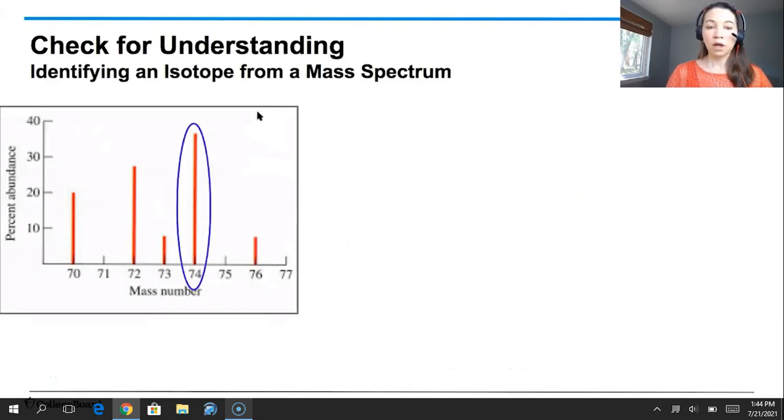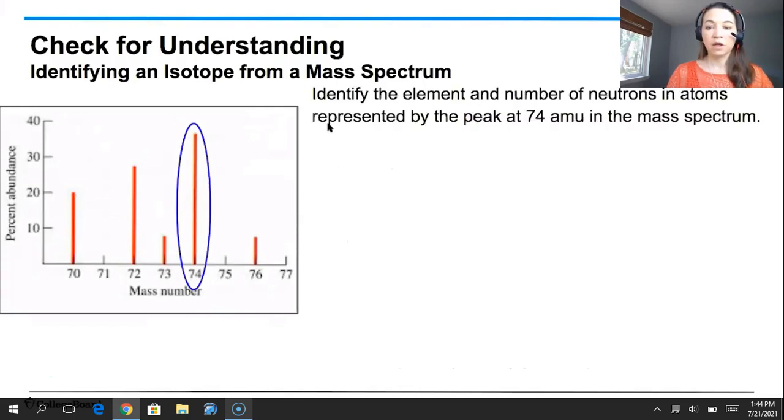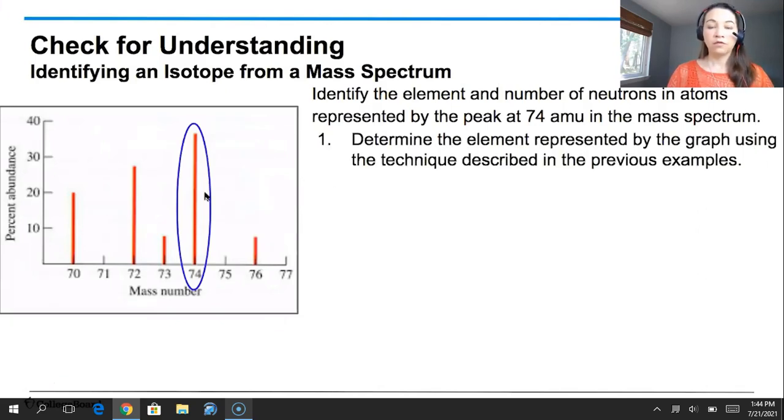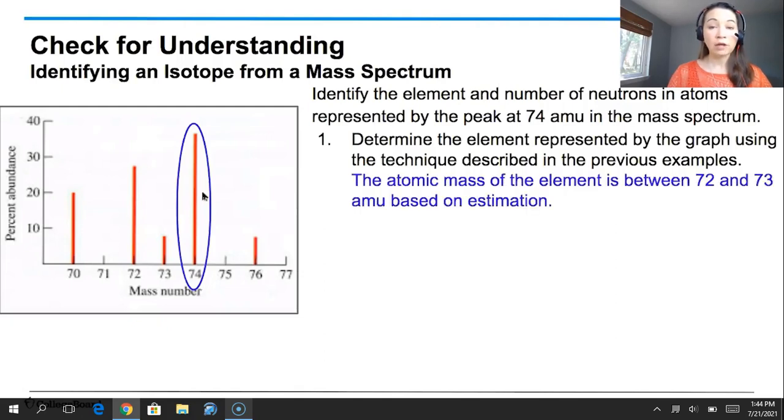Okay, so let's figure out how to identify an isotope from this mass spectrum. So the peak that we're asked to focus on here is 74 AMUs, so I circled that. So first we need to figure out what element this is if we're going to identify the isotope. And so we're going to use the same strategy that we did in the previous slides to identify the element. So the atomic mass of this element is between 72 and 73 based on estimation. So let's take a look at how I did that.